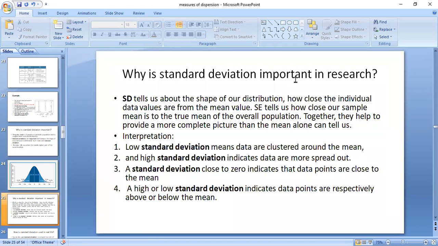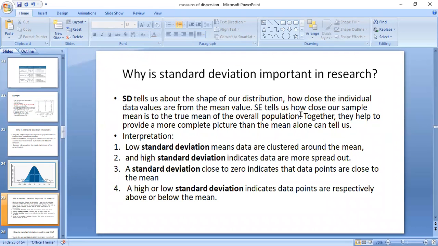Why is standard deviation important in science? Standard deviation tells us about the shape of our distribution, how close the individual data values are from the mean value, while the standard error tells us how close our sample mean is to the true mean of the overall population. Together, they help to provide a more complete picture than the mean alone can tell us.